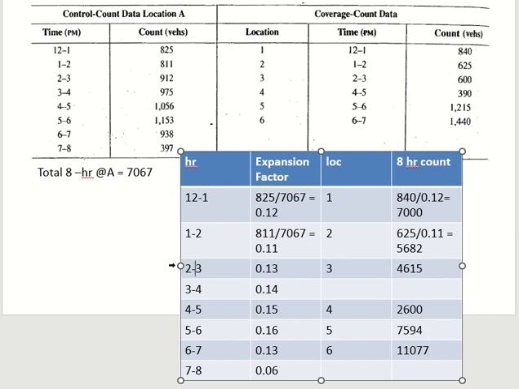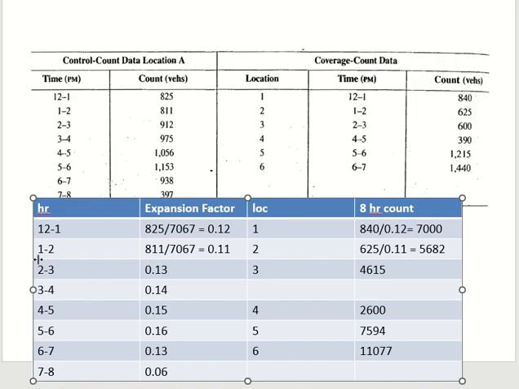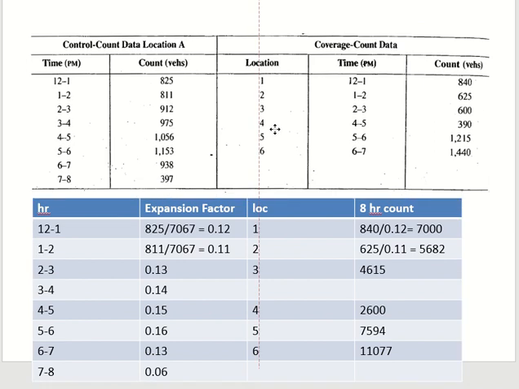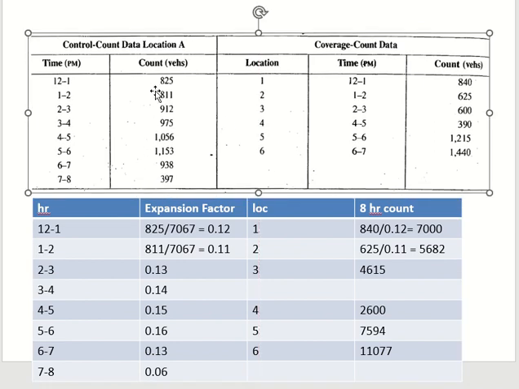Now let's say I'm also interested in which one is the peak hour out of these 8 hours. The only way to find out is using the control count, because only the control count has the full data of the 8 hours. The other locations have only 1 hour, so location 1 only has data of this hour, and I don't know the peak hour for location 1 because I don't have other hours. If I look at the coverage control location A, then I can see in the entire 8 hours data that 5 to 6 is the peak hour because it has the highest traffic.